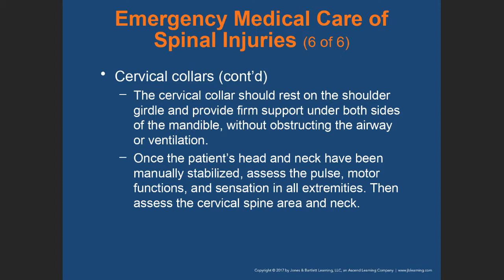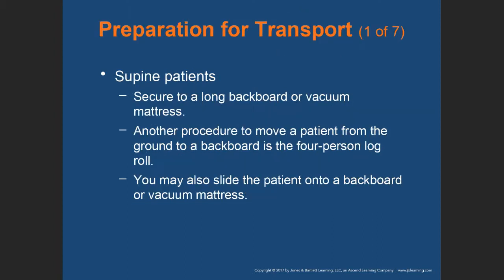Once the patient's head and neck have been manually stabilized, assess pulse, motor function, and sensation in all extremities. Then assess the cervical spine area and neck. For a supine patient, secure to a long backboard or vacuum mattress, but vacuum mattress preferred for geriatrics. Another procedure to move the patient from the ground to a backboard is a 4-person log roll, which is the most commonly used method. You may also slide the patient onto a backboard using a vacuum mattress, if you have a vacuum mattress available.